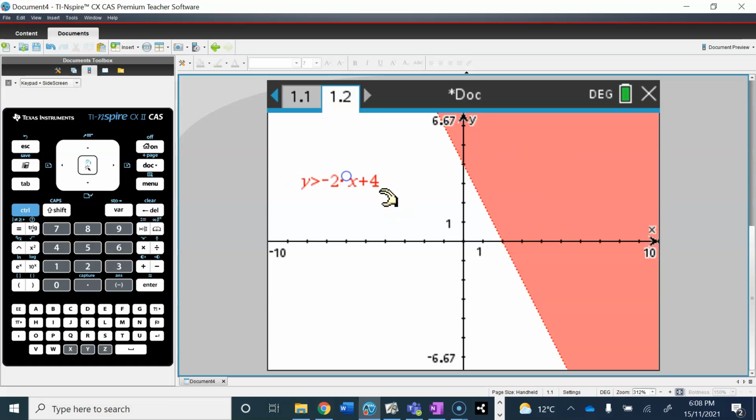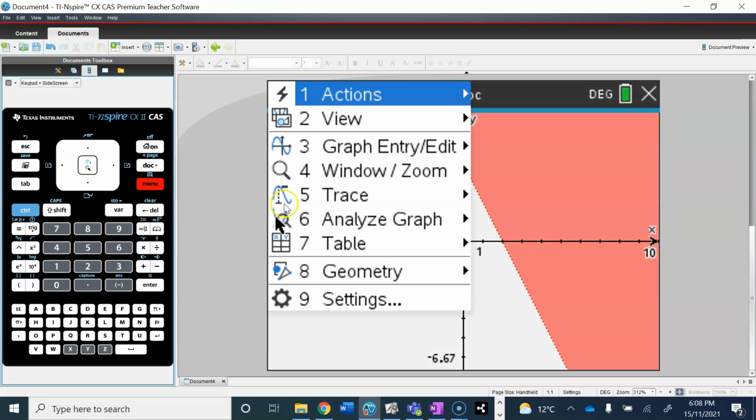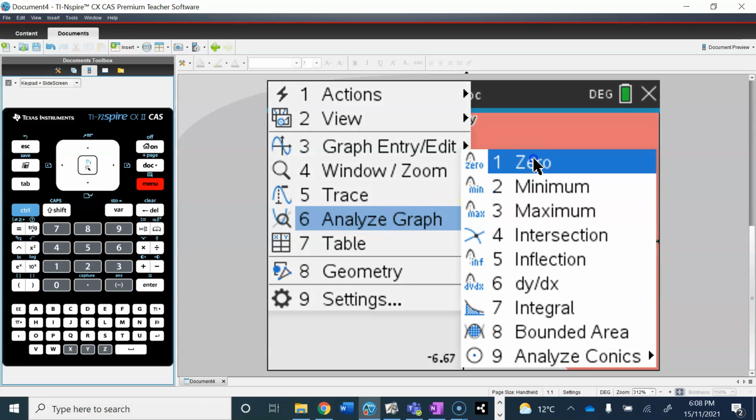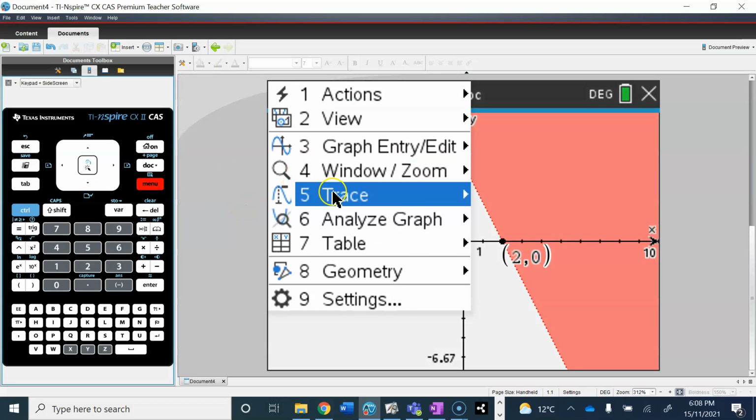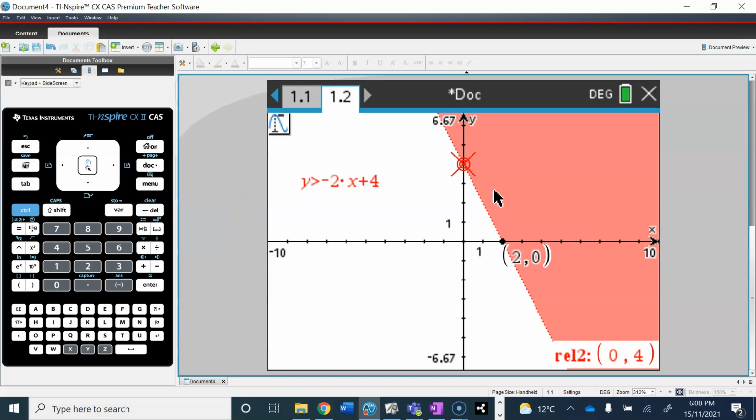So you can see clearly the dotted line, and the region above the line is the required region. Whether you leave it white above and highlight the white region as required, or you shade it and indicate the shaded region is the required region, that's important. You then need to highlight the x and y intercepts. So menu 6.1 gives me the x-intercept, and menu 5.1 gives me the y-intercept.